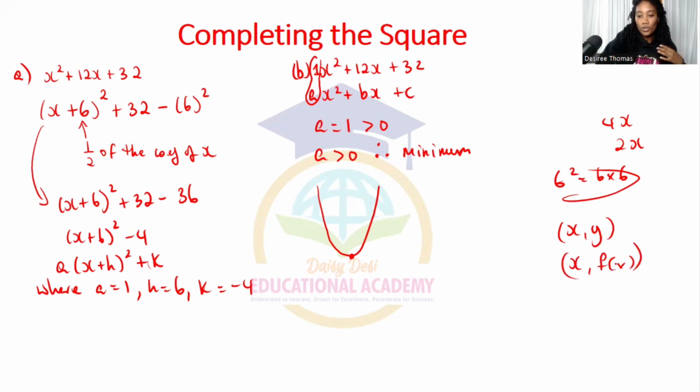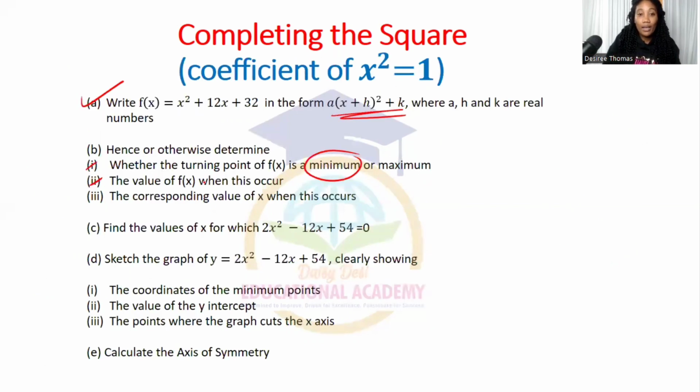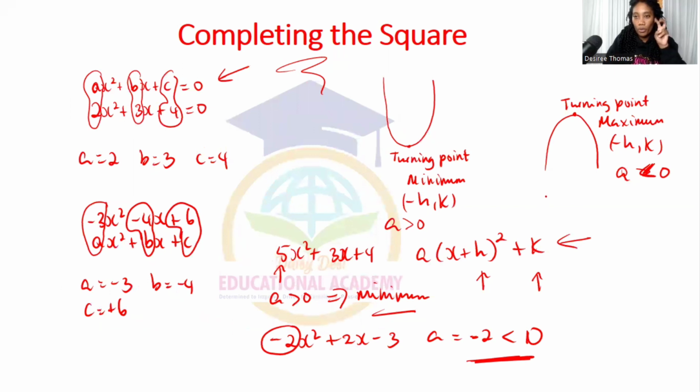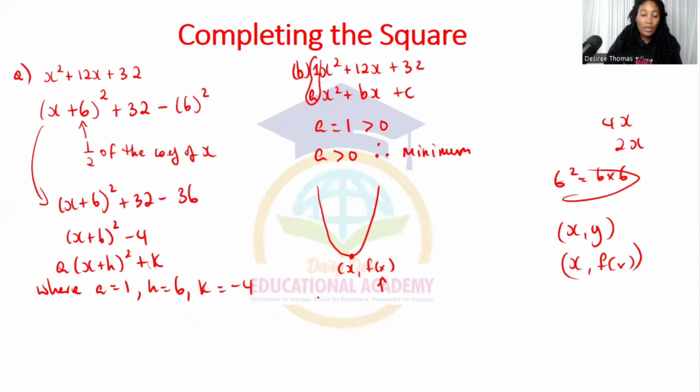All right, so the question again asks us to determine the value of f of x when this occurs. So the value of f of x at this point, we have x, f of x, and they want us to determine this value here. Now the formula for the turning point, if it's a minimum or maximum, is always minus h, k. So therefore, we have to determine what minus h, k is. So this value here is minus h, k.